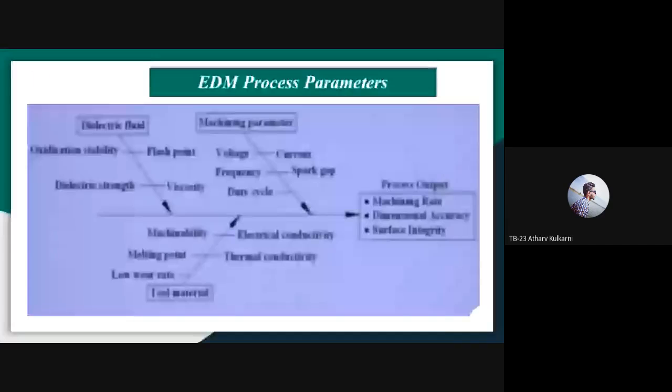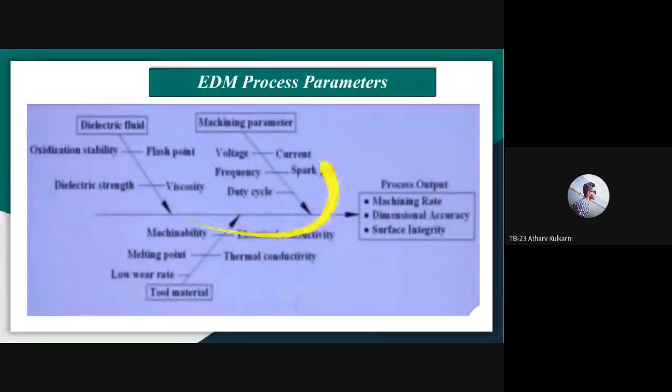Here you can see I have shown the fishbone diagram, or the cause-effect diagram, of this EDM process, where you get the different input parameters, or you can say process parameters, and output parameters. As we know, the output parameters of that process are the material removal rate, then dimensional accuracy, and surface integrity.